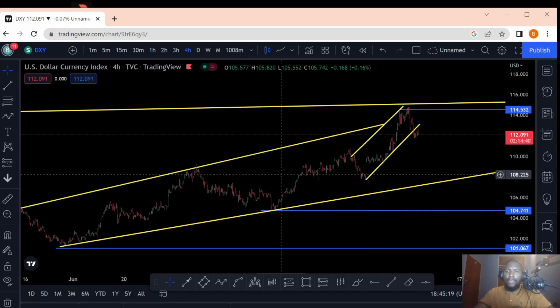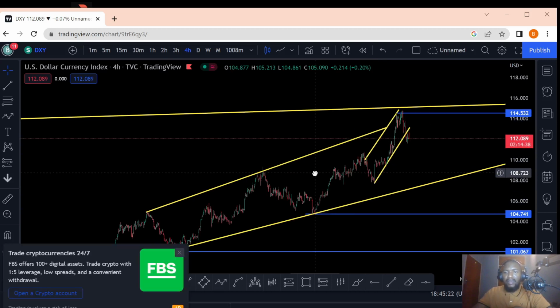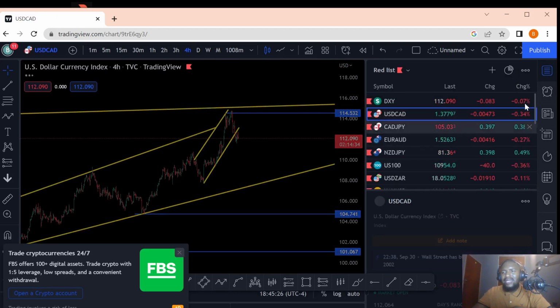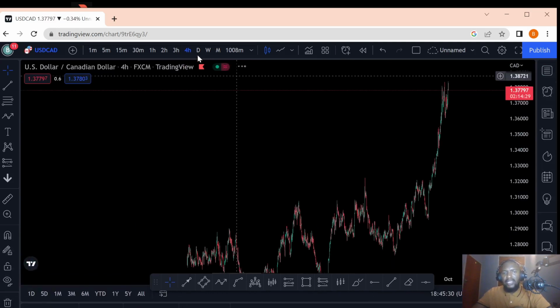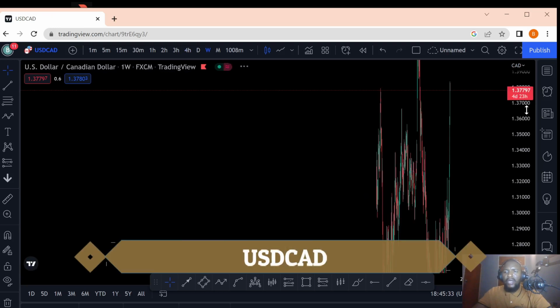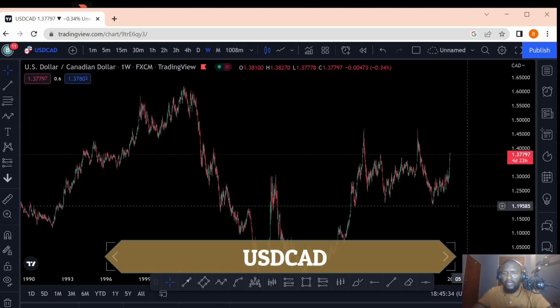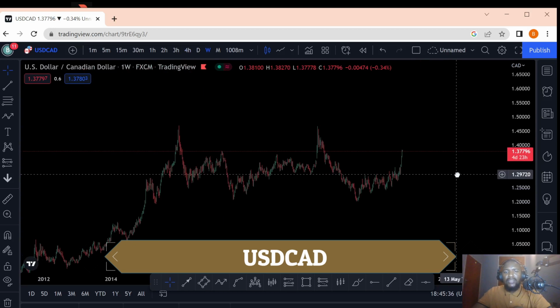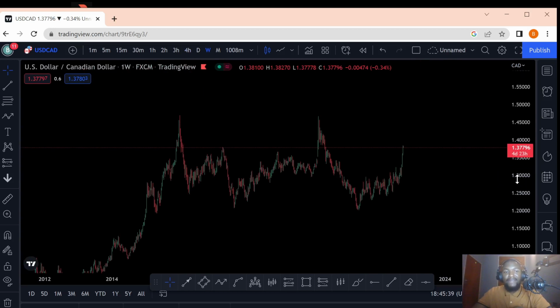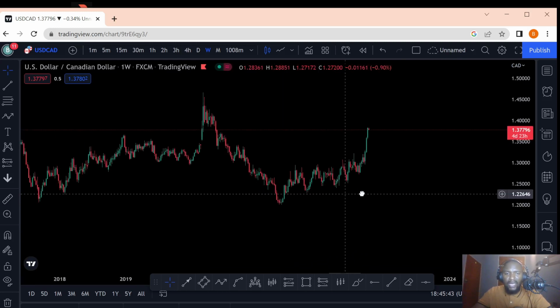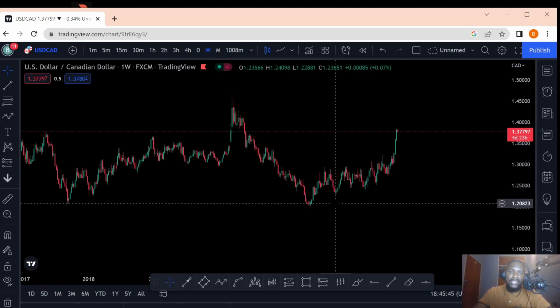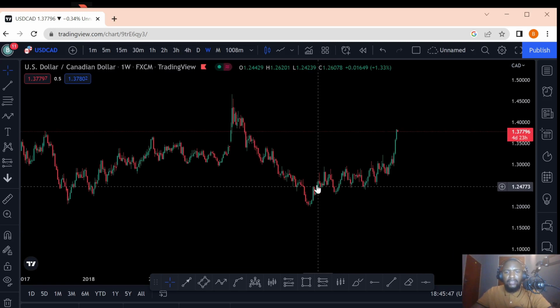So now, moving forward to another pair, I want to share with you what the USD CAD has in store for us this week. On the USD CAD, we have most of the things that are happening on the DXY, and what happens on the DXY affects the USD CAD, because the USD is the code of the CAD, right?